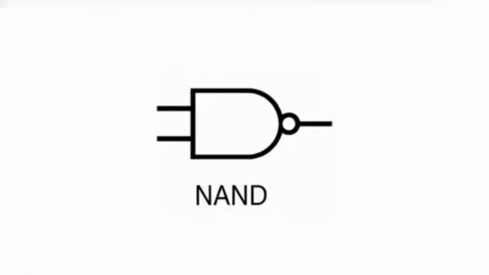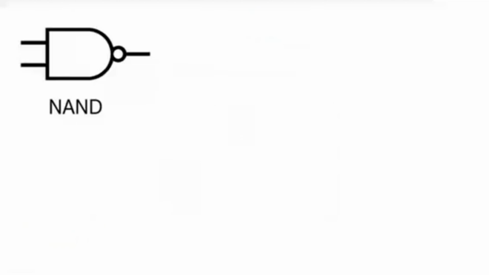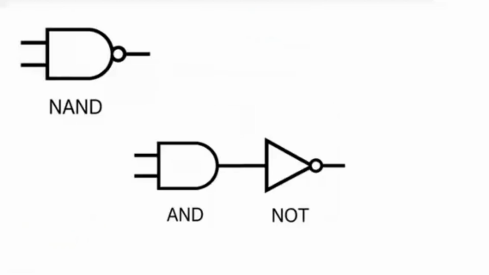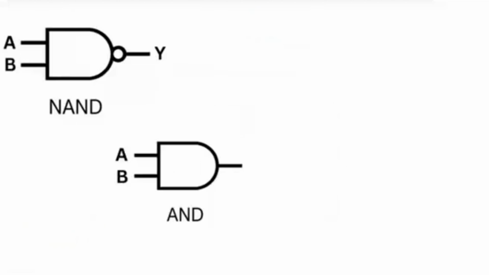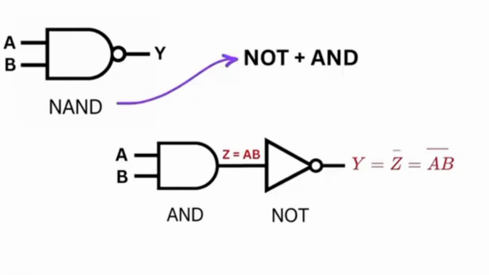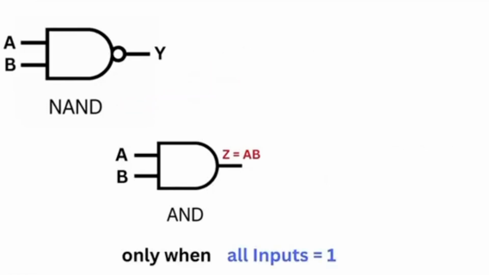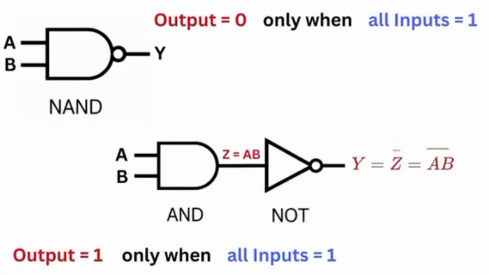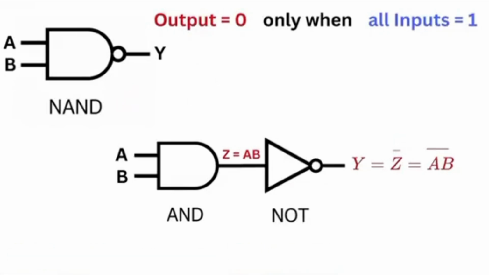Next, we move to NAND gate. NAND gate is made by combining AND gate and NOT gate. The rule is simple. We first perform the AND operation. Then the result we get from AND operation is inverted using NOT. That is why the name is NAND, which means not AND. In AND gate, only when both inputs are 1, output is 1. But in the NAND gate, when both inputs are 1, output becomes 0. In all other cases, output becomes 1.